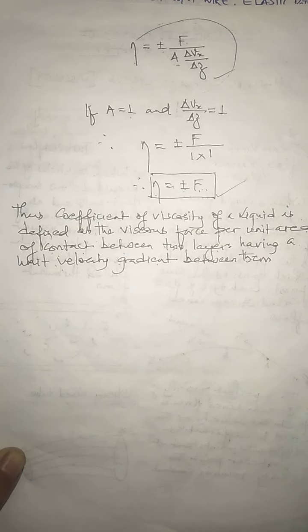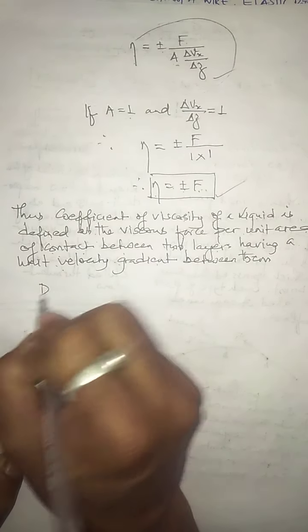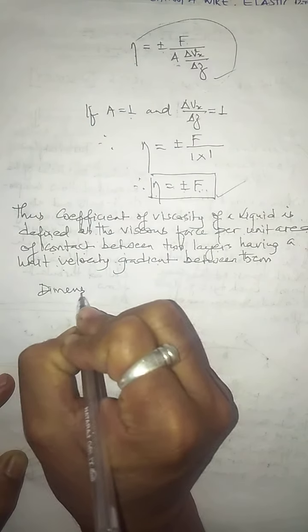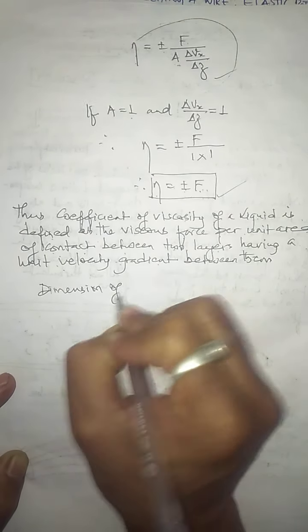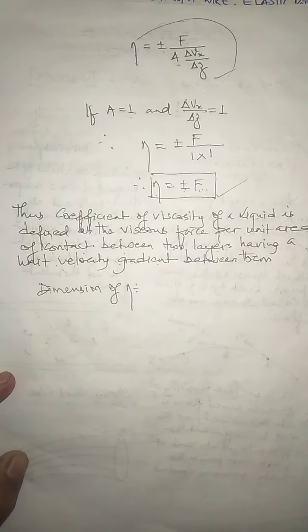Now we can write the dimension of the coefficient of viscosity. So let's come back to the dimension. Dimension of eta. Let me just write eta. Eta means the coefficient of viscosity. So to write the dimension, again I follow the same relation, but I neglect this plus minus sign.